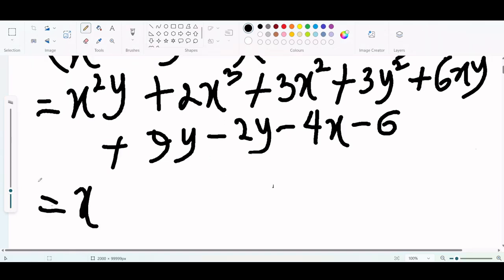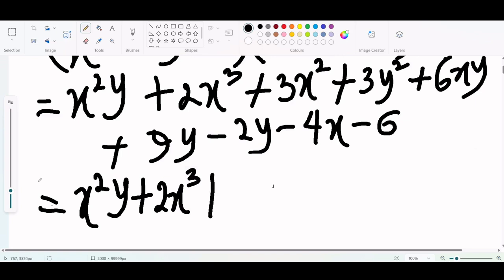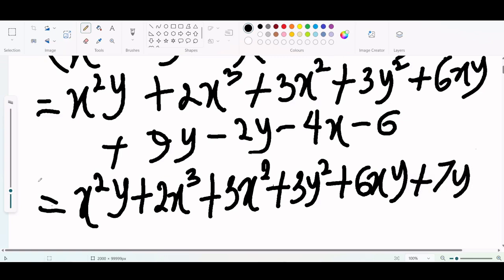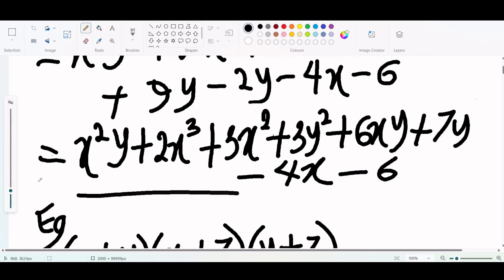So this is going to be x squared y plus 2x cubed plus 3x squared plus 3y squared plus 6xy plus 11y minus 4x minus 6. So this is the final answer.